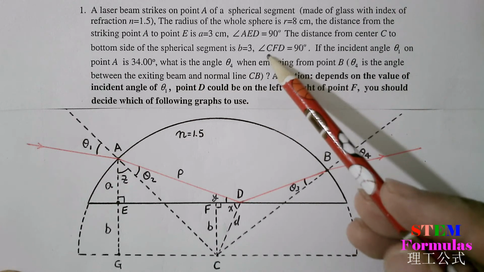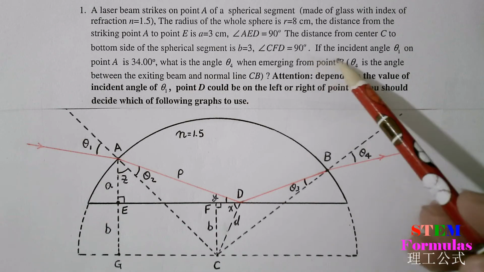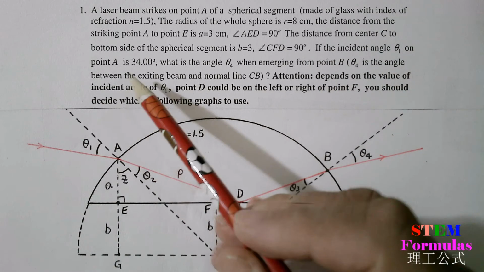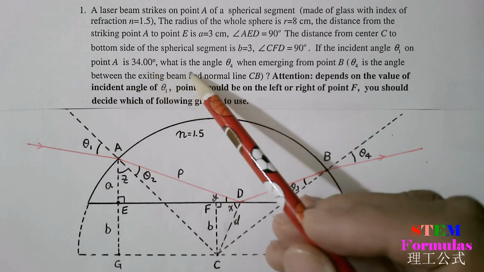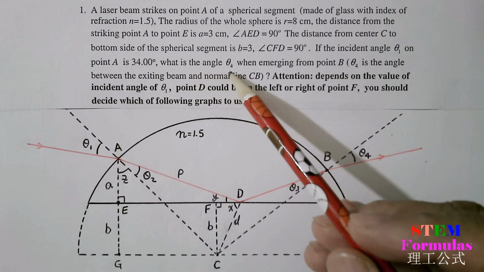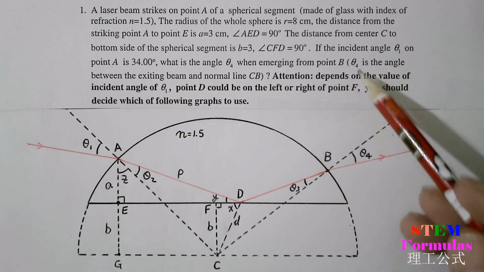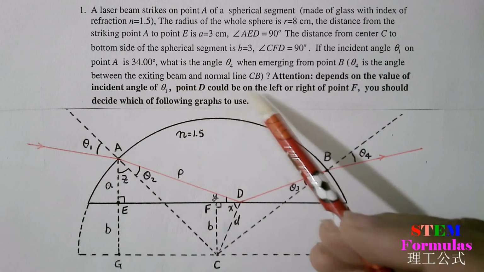Angle CFD equals 90 degrees. If the incident angle θ1 on point A equals 34 degrees, what is the angle θ4 when emerging from point B? θ4 is the angle between the exiting beam and the normal line CB.